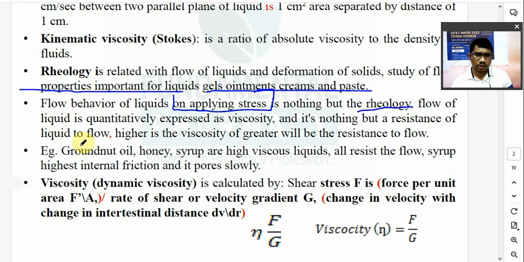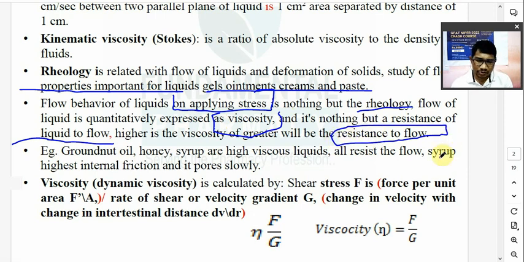Flow of liquid is quantitatively expressed as viscosity. It is nothing but the resistance to flow. The higher the viscosity, the greater the resistance to flow. The lower the viscosity, the less the resistance to flow. If a liquid has low viscosity it flows quickly, and if it has high viscosity it does not flow quickly. So higher the viscosity, greater will be the resistance to flow, and vice versa.